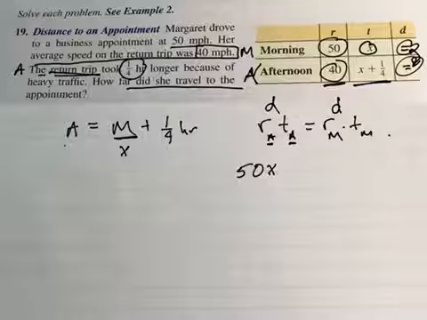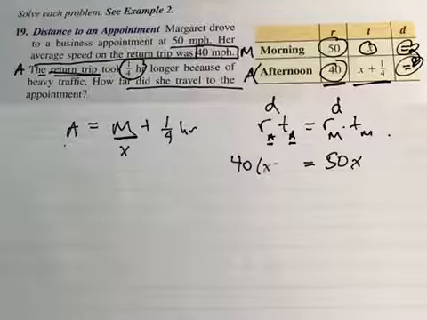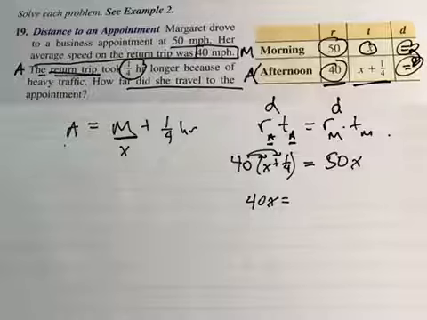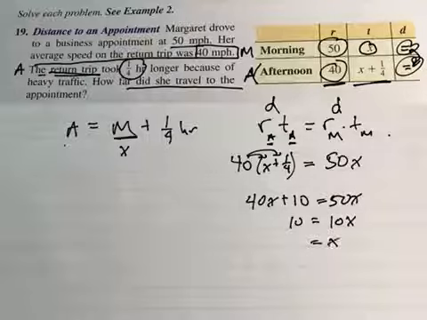So 50x is the morning time. 50x equals 40 times x plus 1/4. There's your equation. And now just solve it. In this instance, you don't really have to clear the fraction. You can, but you don't have to, because when you distribute this in, it's going to be pretty nice. It's going to clear itself. 40x plus 10 equals 50x. So that kind of clears itself. I'll subtract 50x from both sides and divide by 10, and you get 1 hour.